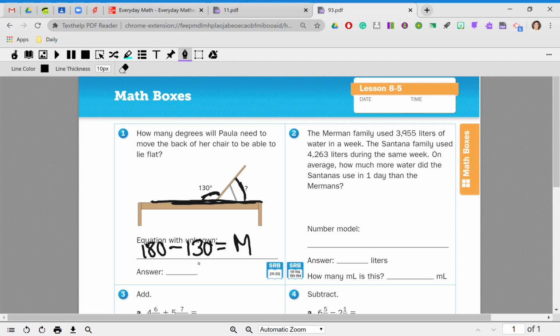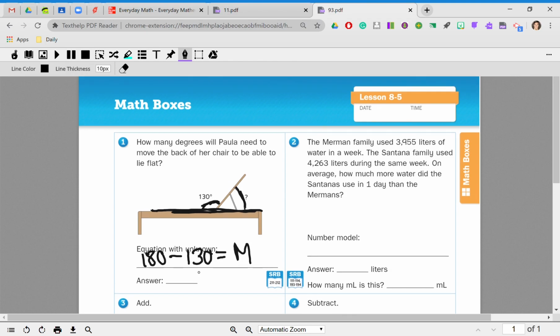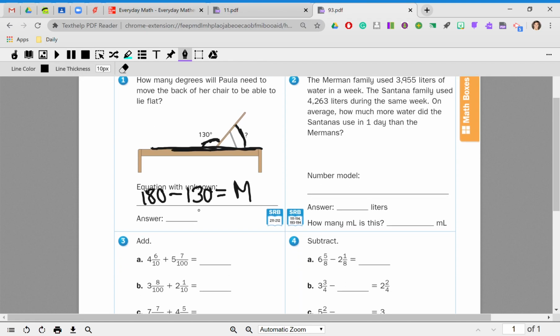All right, I'm going to help you guys get set up on number 2 because that's a pretty tricky one. And then you should be able to do the rest on your own because it's, again, adding fractions and subtracting fractions, which we've been doing. So number 2 says the Merman family used 3,955 liters of water in a week. In the Santana family, used 4,263 liters during the same week. On average, how much more water did the Santanas use in one day than the Mermans?